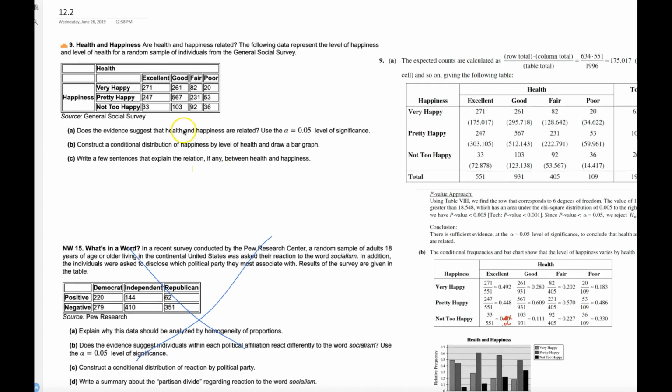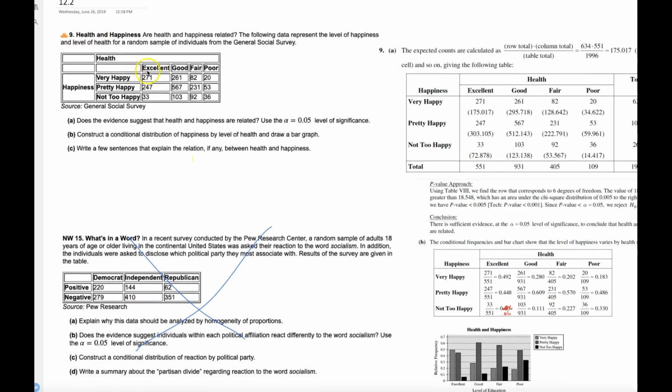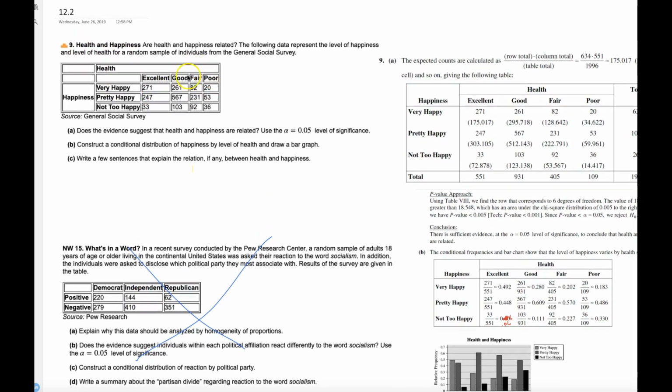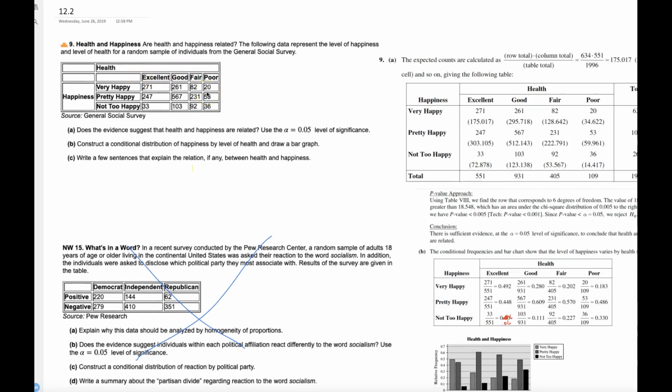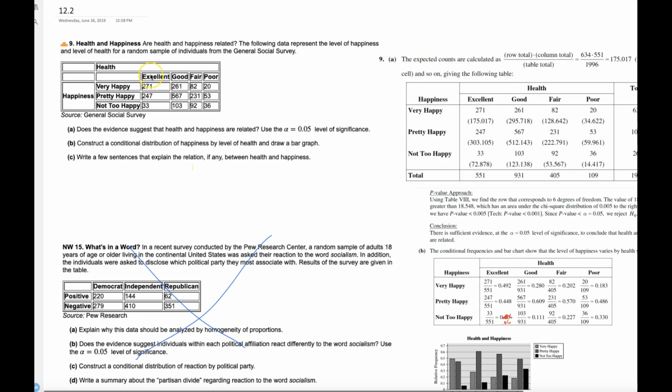Okay, let's look at 12.2 written homework problems here. There's only one question. We're not going to do 15, just do number 9. Looking at number 9 here, we're wondering if happiness is related or dependent upon your level of health.